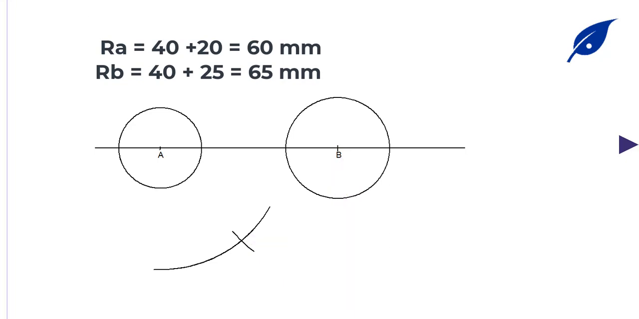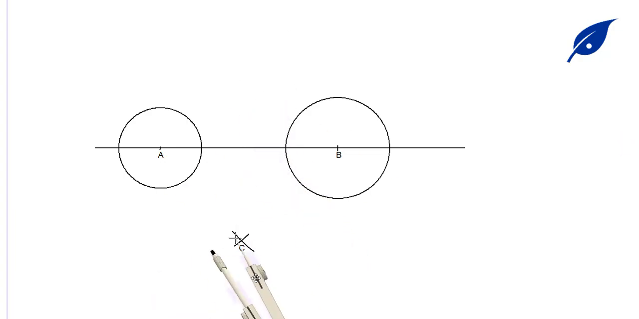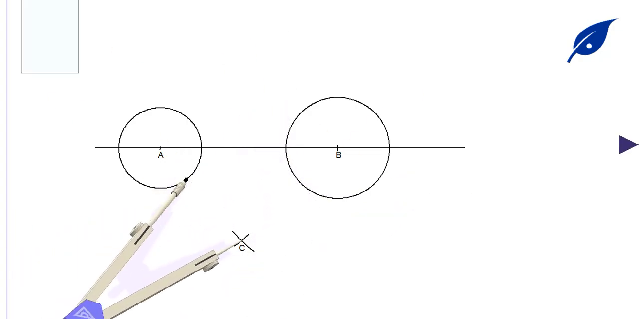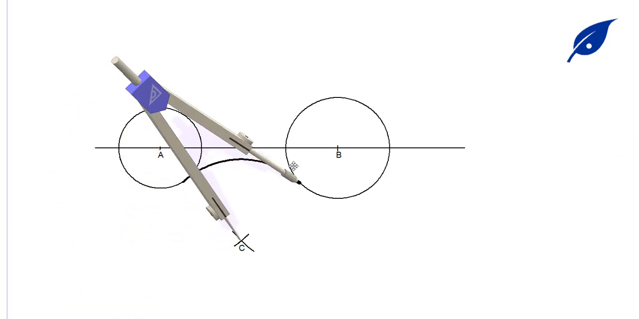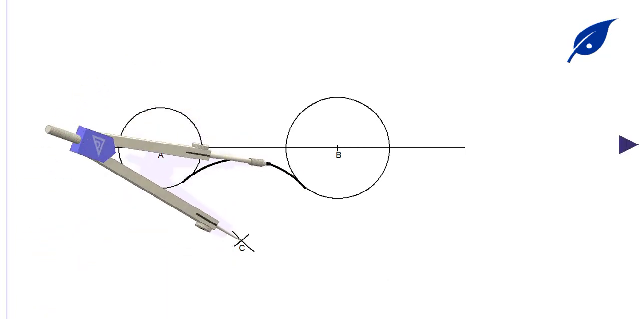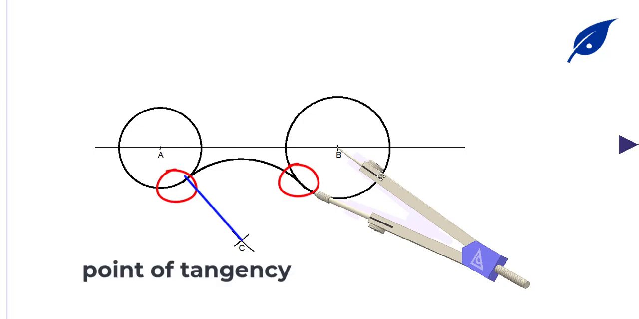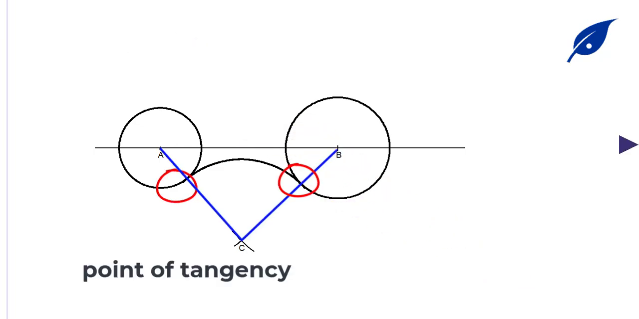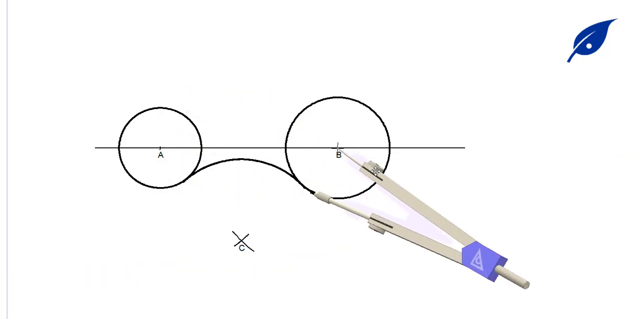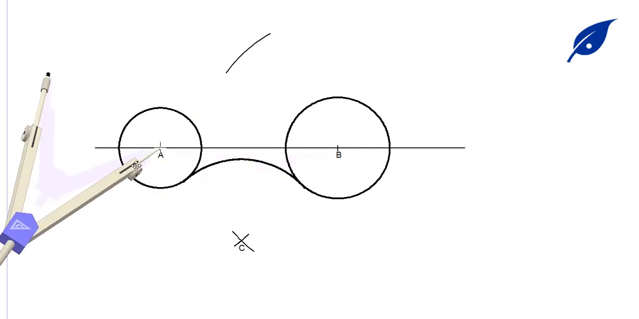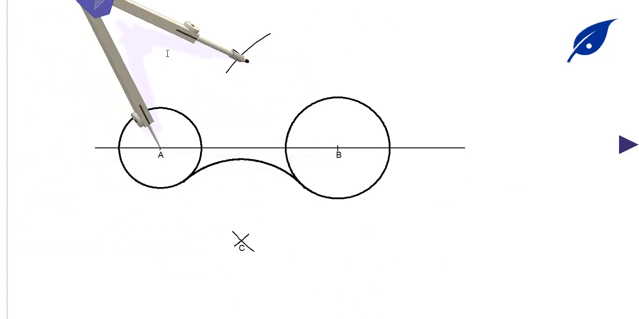After getting the point C, with the radius 40 mm and the center at C, we'll describe an arc to touch the two circles, which will give us the required arc. The point where the line drawn from C to A and B to C touches the circle is called the point of tangency. Now after doing that, you can do the same for the upper part so that we can get the point D.